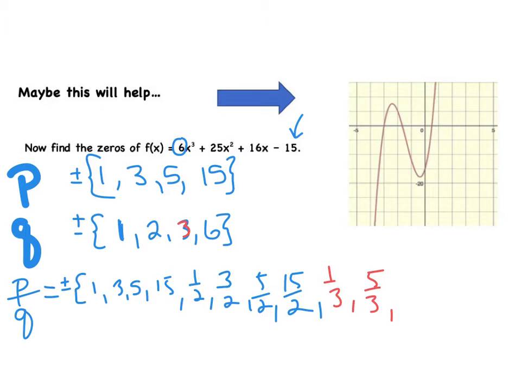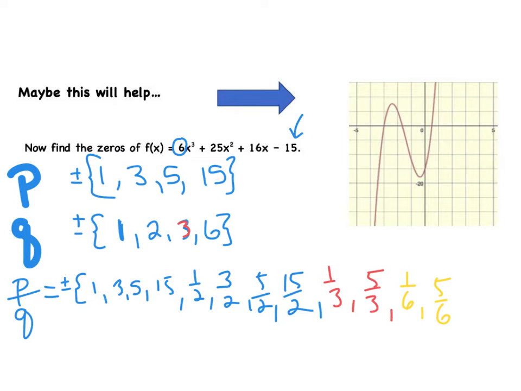but then I've got to divide by 6. So that'd be 1/6, 3/6 is 1/2, 5/6, and 15 over 6 reduces to 5/2. So there's my entire list. That's a lot of values, and I've got to check both the positives and negatives. So we can use technology to help us even further.